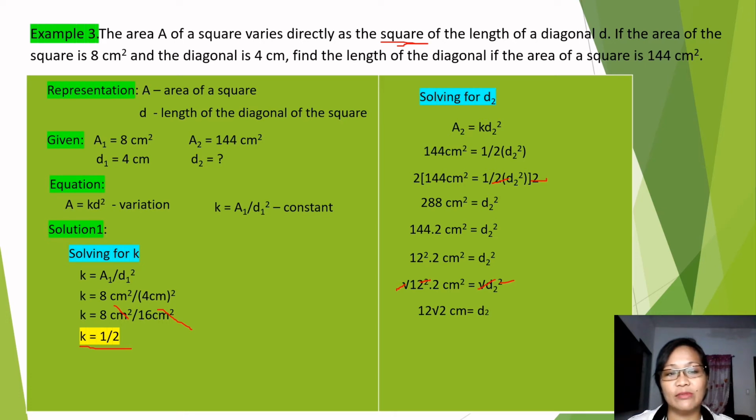And then, of course, yung 2 cancel din, kaya centimeter na lang siya. Bakit ang 2 nasa loob pa rin ng radical sign? Yes, because those are not perfect squares will still remain inside the radical sign. Therefore, we have D sub 2 is equal to 12 square root of 2 centimeters. Okay, next.